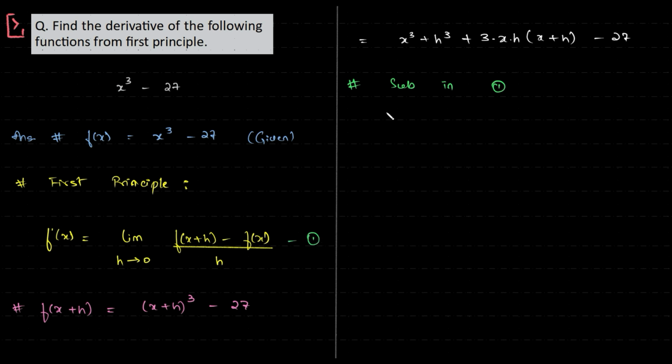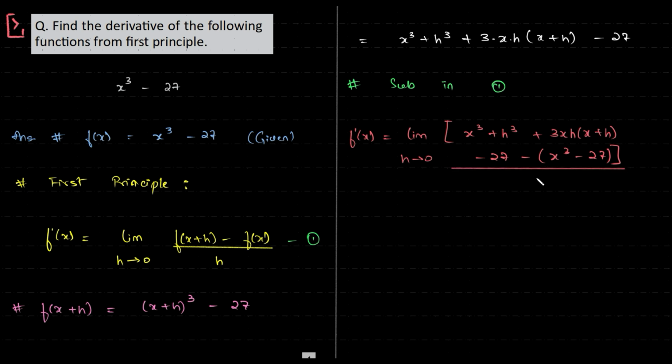So we have f prime of x is equal to limit h tending towards 0. So we have x cube plus h cube plus 3xh, x plus h, minus 27. That's our first term. Second term is minus of x cube minus 27. Closing the brackets. So this is our second term, and divided by h.